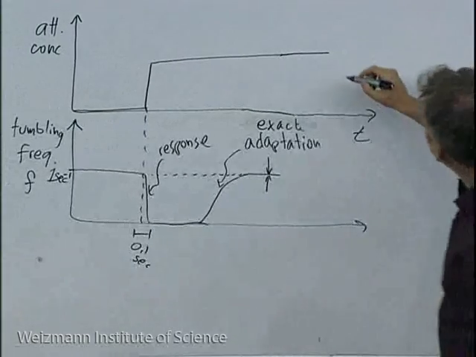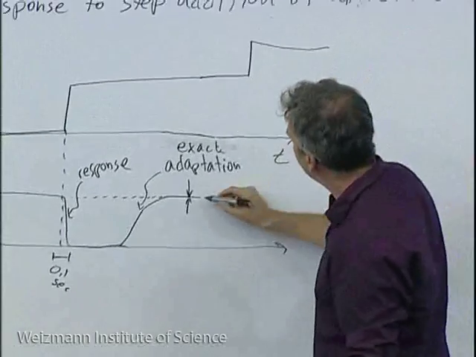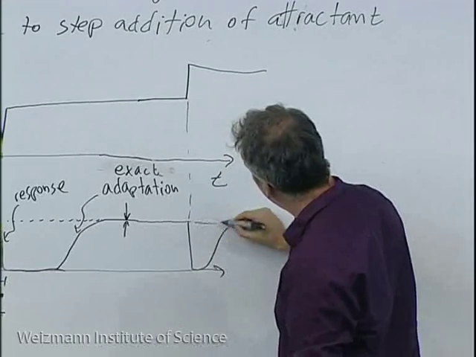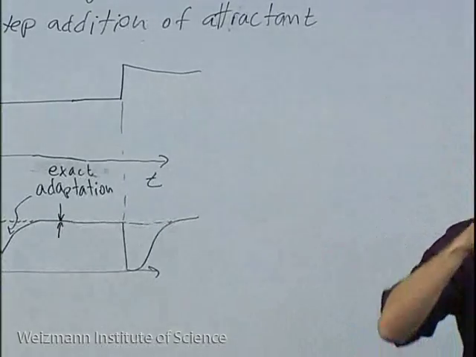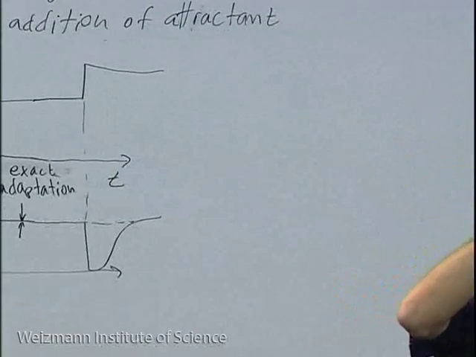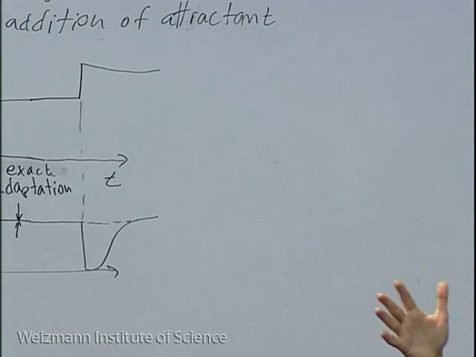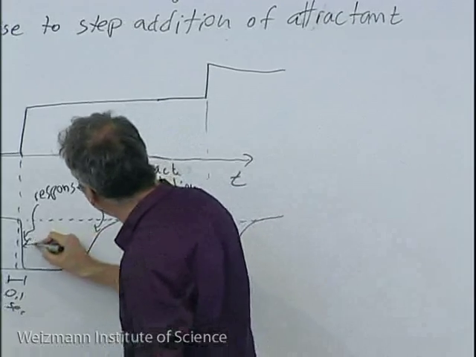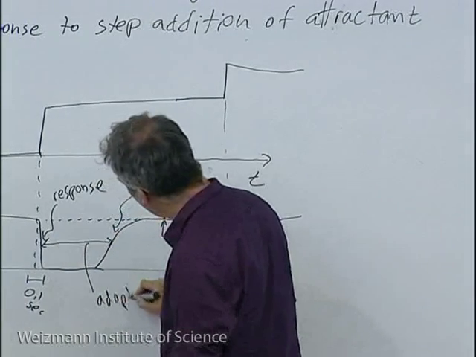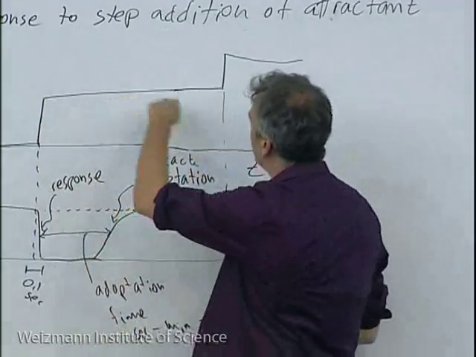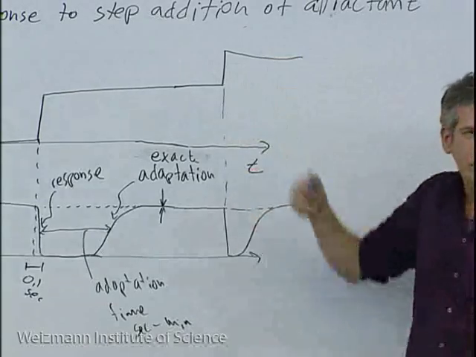Now what happens if I put in another step? Response, adaptation. And I can keep doing that until I saturate the receptors, until at a certain concentration they can't see any changes anymore. But as I said, there is a 10 to the 5th range where they can. So the properties of this experiment show us that there's a fast response, there's exact adaptation, and there's an adaptation time that can go from seconds to minutes depending on the size of the step and where you start and where you end up.